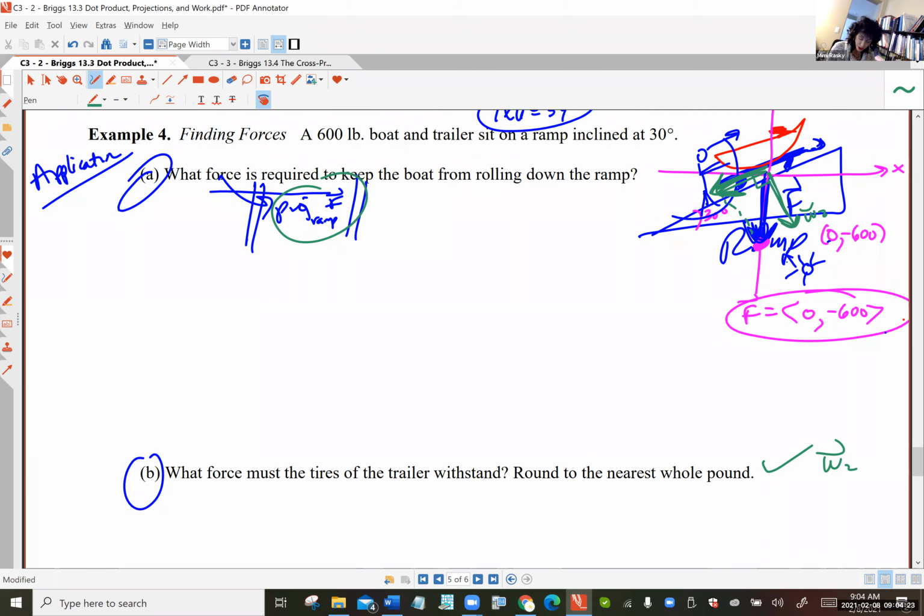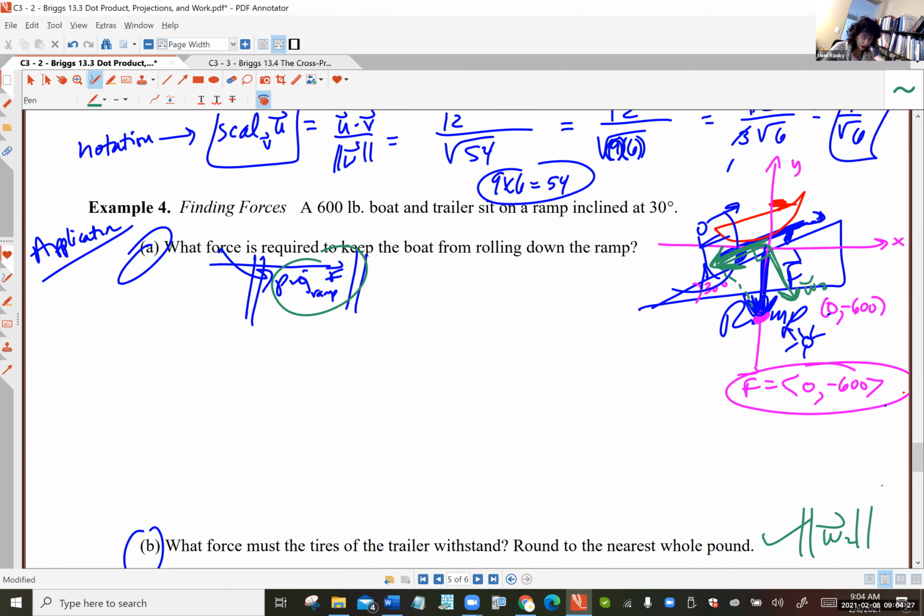So the magnitude of W2 is what they want for part B. So now you got the picture. Okay, big problem. They did not give us a vector on the ramp. So how are we going to even project this weight vector onto the ramp if they didn't give us one?